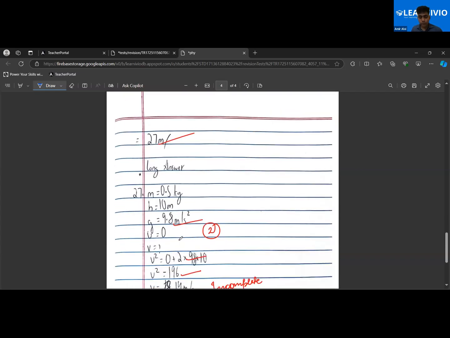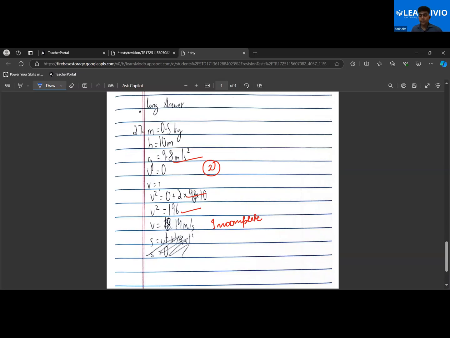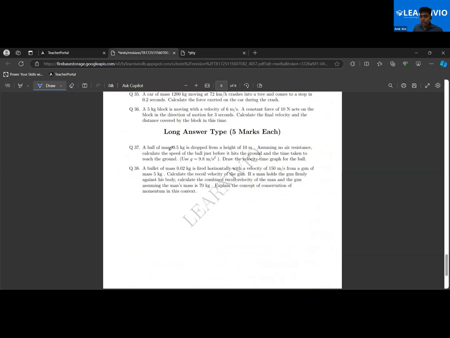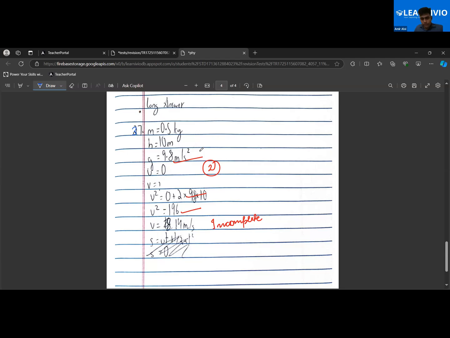Now the next portion that we have written here, that is the 27th portion. It's not 27, basically it's 37. The question says that a 0.5 kg ball is dropped from a height of 10 meter, assuming no resistance. Calculate the speed of the ball just before it hits the ground and the time taken to reach the ground. So let's understand this. You have calculated the final velocity with which it will hit the ground. S is given to you, that is the height, 10 meter. So you can easily use S equals UT plus half AT square.